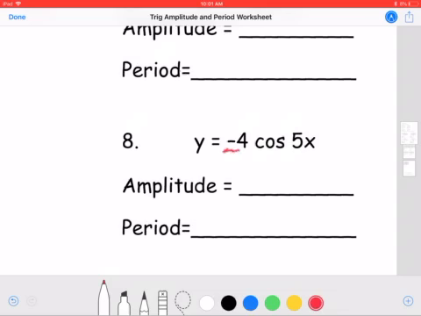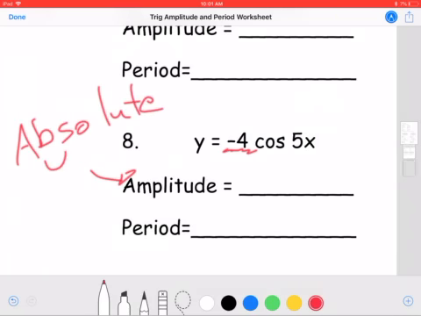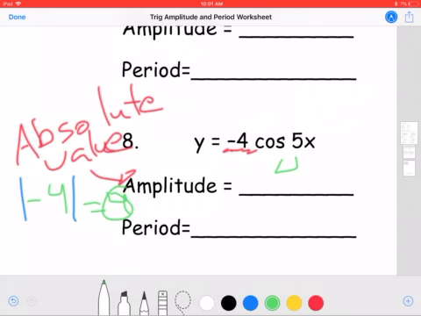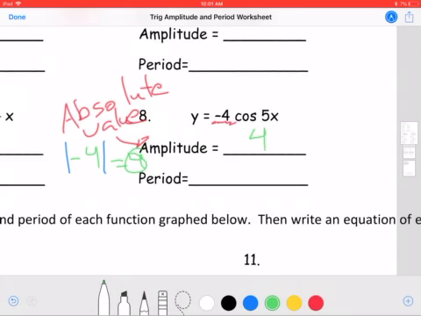We'll do one that's a bit more complicated now with cosine, where in this case, although the a term is negative, whenever we measure amplitude, we're always taking absolute value of our a term. So if we take the absolute value of negative 4, this is just positive 4, which is our amplitude. Simple. Taking this further, our b term here is 5. So if we take that period, 2 pi over 5, we can't simplify this fraction anymore, so that's it. Done.